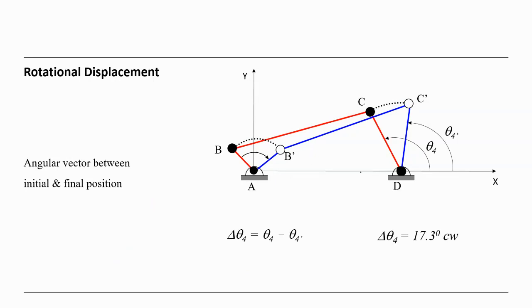So rotational displacement. Then we have a rotation, rotary motion. So like we consider the angle, like delta theta, here in between. So let's say this is the delta theta. So it is equal to delta theta minus delta theta prime. And delta theta is, let's say, clockwise.